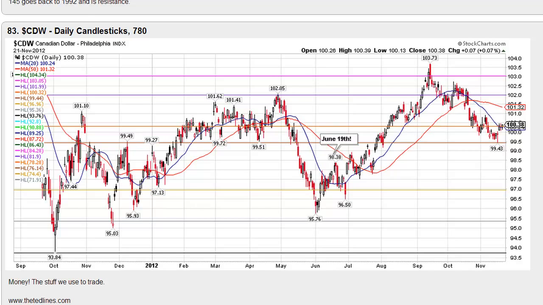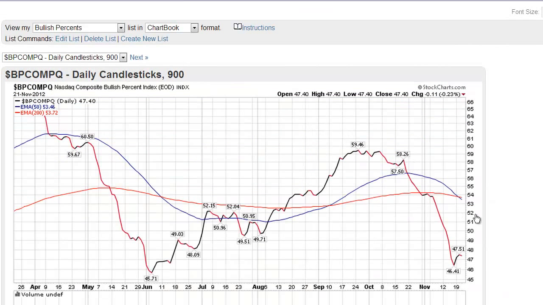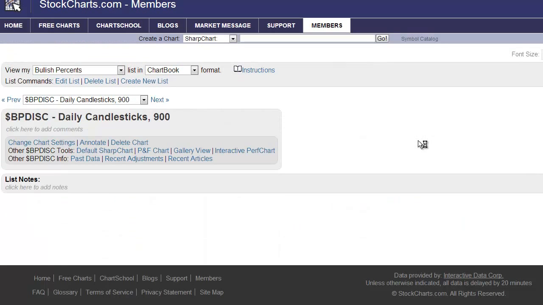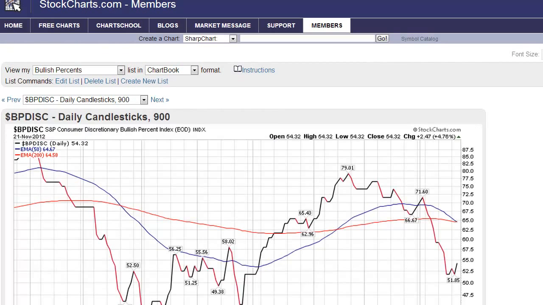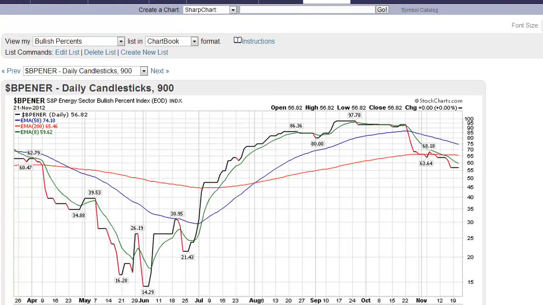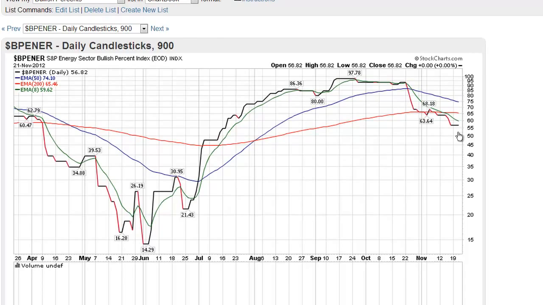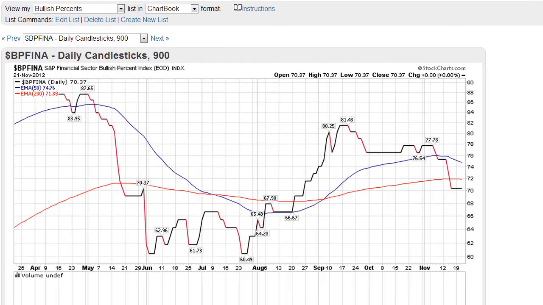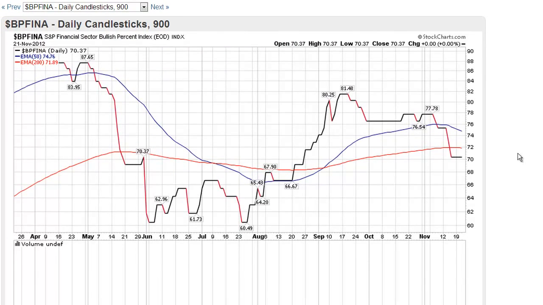In Sunday's video we talked about bullish percents, the comp. We were right at this level. We were just saying that we could possibly turn, and that's exactly what we did. Discretionary, we turned as well, as one would expect. Energy, flattened out, but we're not moving lower. Financials, again, not moving lower, but we're flattening out.